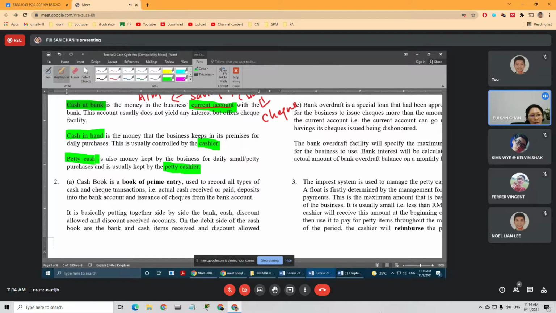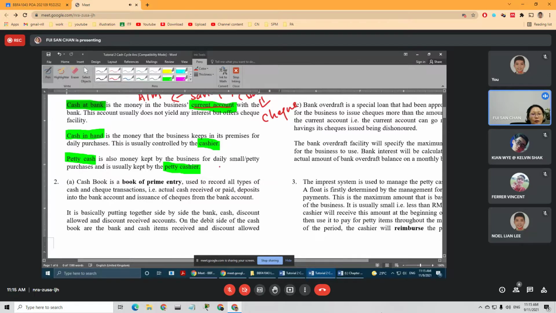In your cash book, how many accounts are combined? Four. Yes, the answer is correct. So what are the four accounts that we keep in our cash book? This cash book is called a columnar cash book.